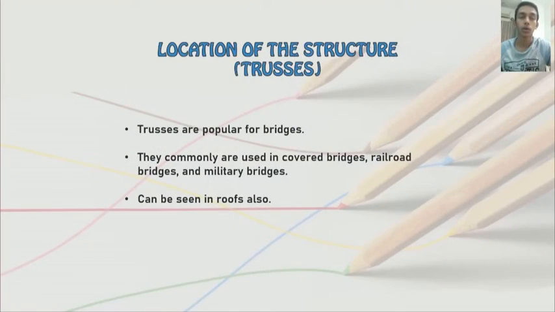Now we are going to talk about the location of the structures for trusses. Trusses are popular for bridge building because they use a relatively small amount of material for the amount of weight they can support. They commonly are used in covered bridges, railroad bridges, and military bridges. Trusses were also used to build roofs, especially to withstand the weight on the roof. The trusses mostly can be seen on buildings, actually on the rooftop.